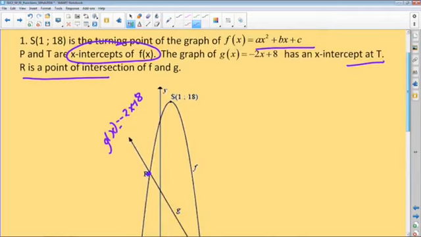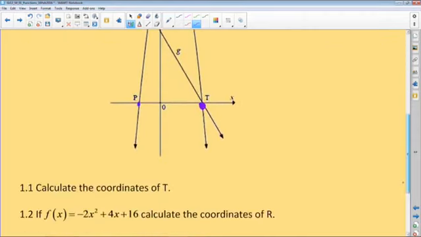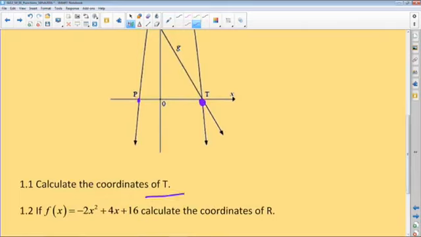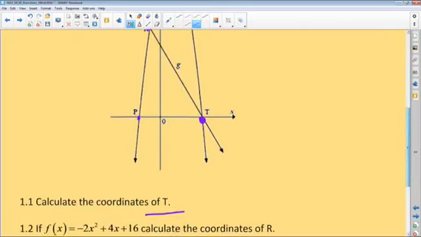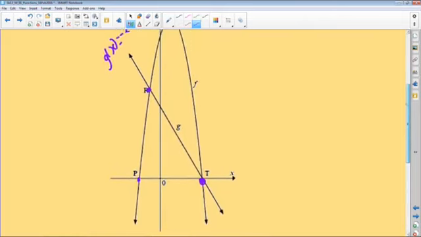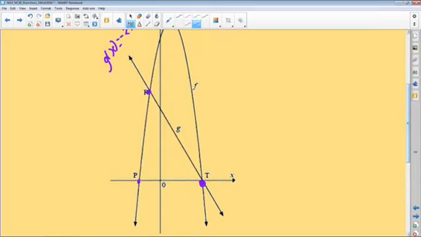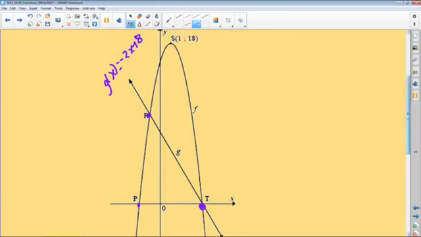So that's there. Your first question says, calculate the coordinates of T. It's a good thing that we read the question, because you should know immediately what to do: T is the point of intersection, we said, of the straight line with the x-axis. In other words, what do we call that? It's the x-intercept.